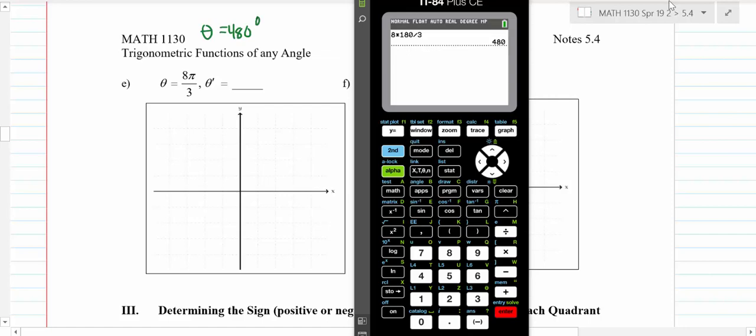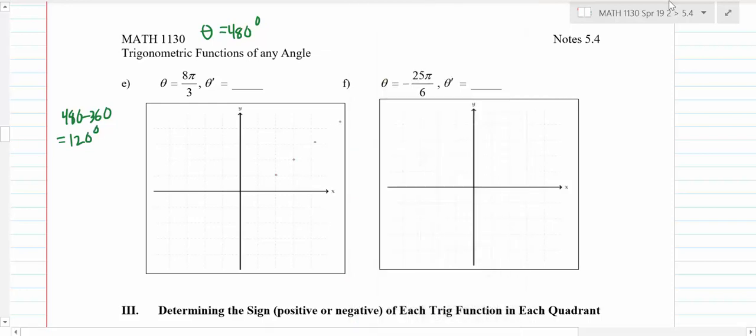Okay, well that means it's more than one lap around the circle. So if I subtract 360, and the purpose of this is just to figure out how to graph that angle, 480 minus 360 is 120. So if you graph this angle the way I showed you, you'd start like this. You would go counterclockwise one complete lap, and then 120 more. So that's where that angle would be located. So theta is 8 pi over 3. Okay, like that. All right.